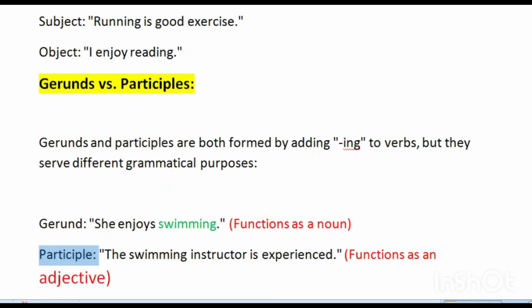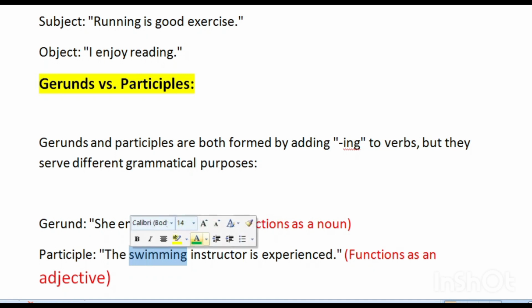And participle. Participle, either present participle or past participle, is always used as an adjective. Got it? But we are talking here about present participle, right? We have swimming here. We know that gerund is with ing form, and participle is also with ing form. I will highlight this. Swimming is participle here. How is it participle? The swimming instructor is the noun here.